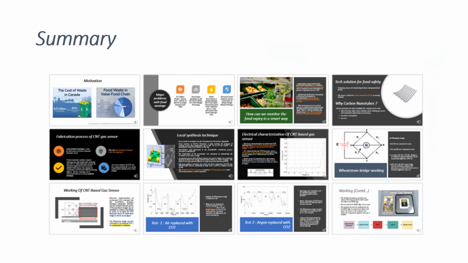Let's summarize briefly what we have looked at. Firstly, we discussed the motivation that led the researchers to develop this sensor and also some major problems that come with food wastage. And then we looked at a smarter approach of monitoring food expiry, and then we moved on to the solution for monitoring food safety provided by the researchers. And finally, we discussed the fabrication process, the sensor tests, and the working of the carbon nanotube sensor.